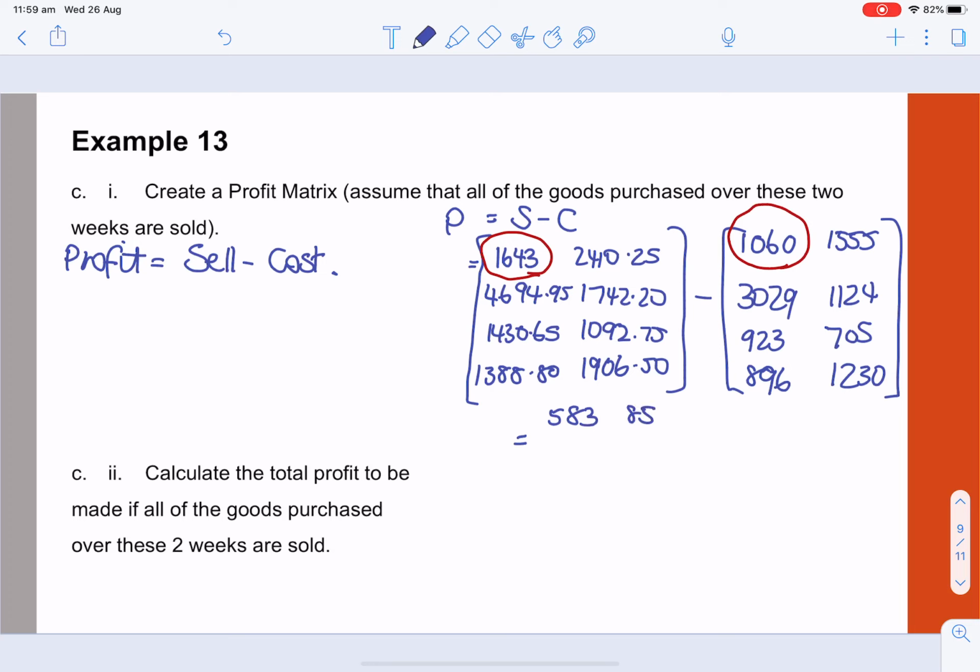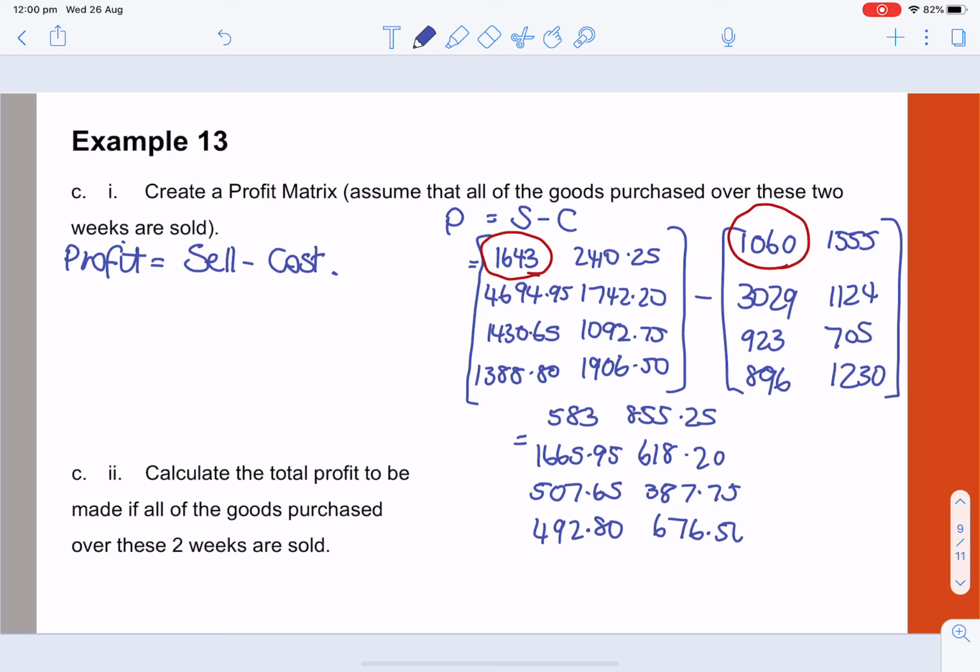583, 855.25, 1665.95, oops, bit of a scribble, 618.20, 507.65, 387.75, 492.80, and 676.50. Sorry, my handwriting's getting really sloppy, but I'm trying to squeeze it all in. And that's my profit.